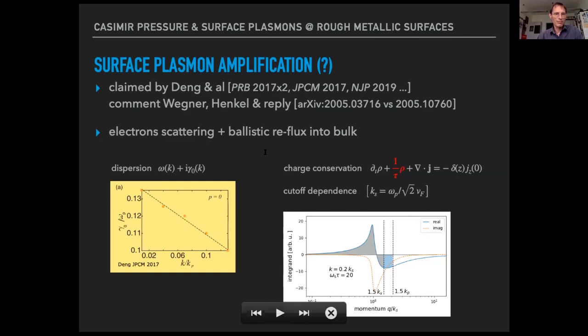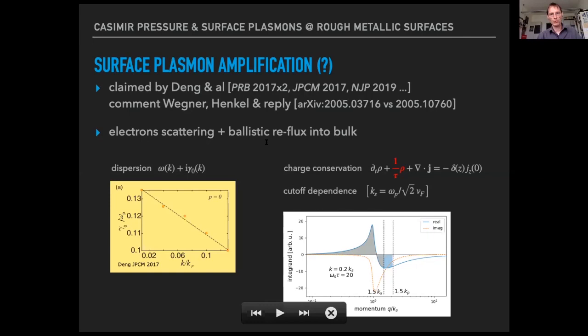And so the essential idea by Deng is that when electrons scatter from the surface, they can also reflow into the bulk in a ballistic way. That happens transiently, because due to scattering the electrons will get into a diffusive motion on larger distances. But in the close-to-the-surface region, this ballistic motion could feed energy into the surface plasmon. That was his claim.